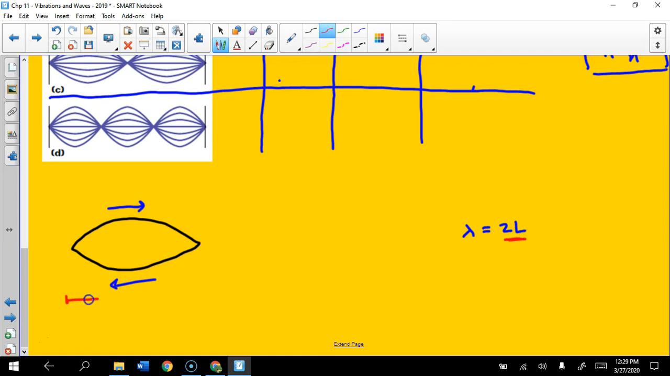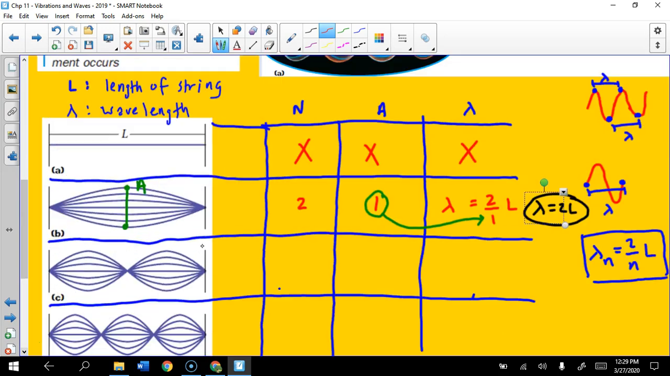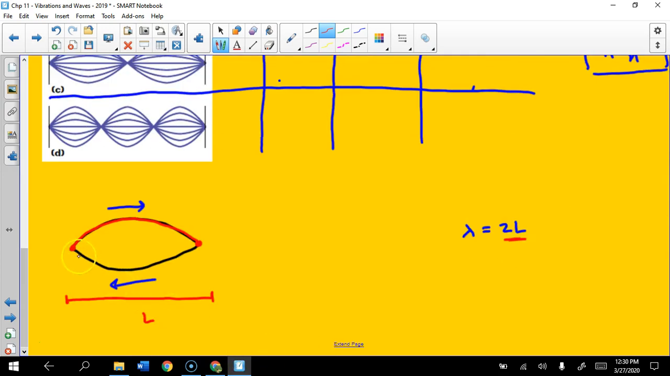Recall that the length of the string was from here to here. That was the length of the string. But what we're saying is if you wanted one wavelength, this is not one full wavelength. This is actually only half of a wavelength. A complete wavelength, recall, is supposed to look like this right here. It's supposed to go to the top, come back to the middle, go down, and then come back to the middle again. This one has only gone half the way. It's gone to the top, and it's come back to the middle. We need it to technically go like this, and then come back.